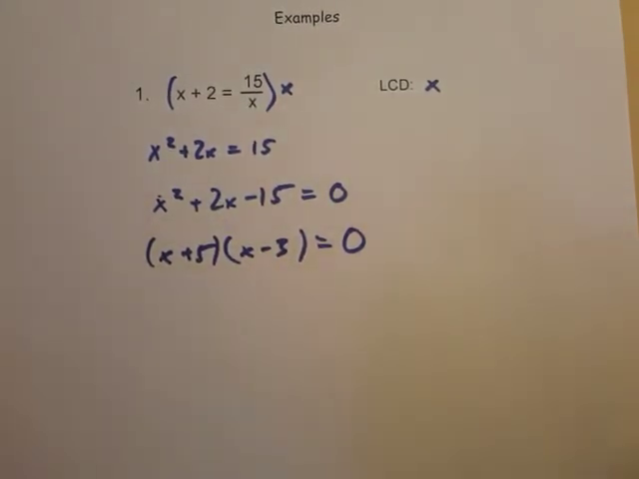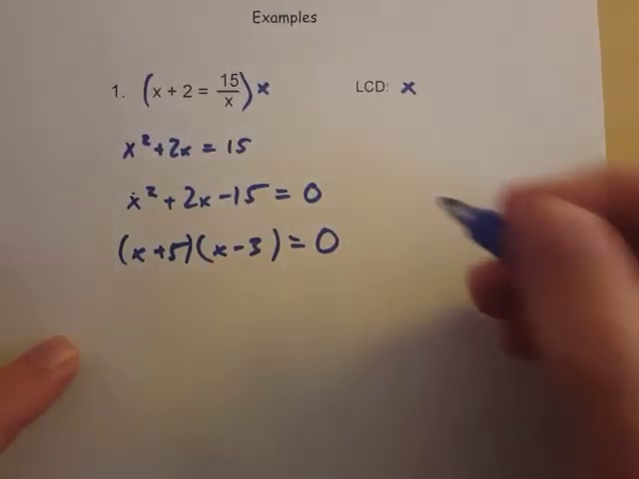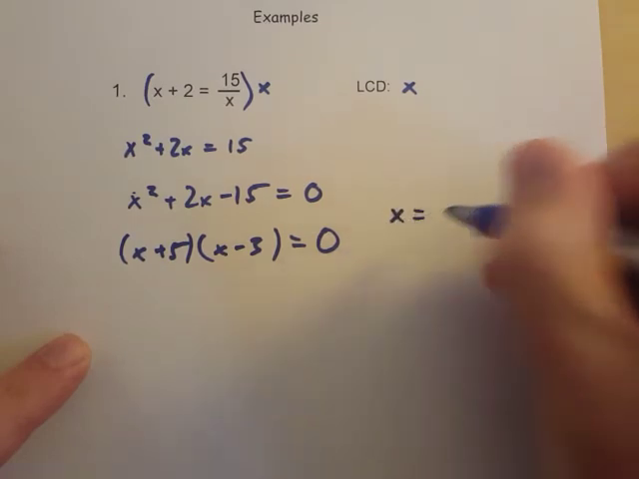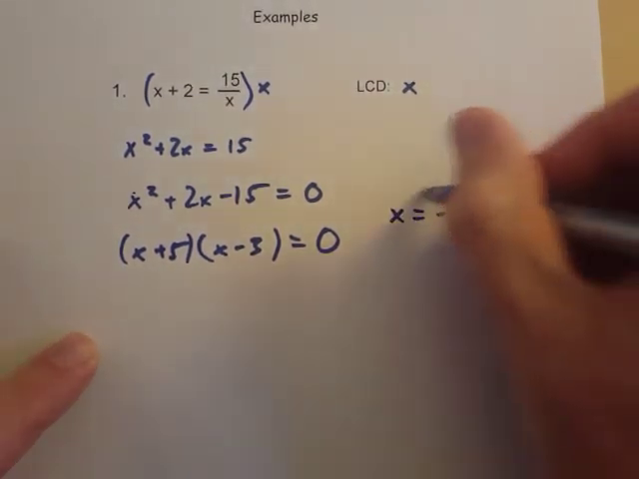If you're having trouble with factoring, you might want to pause and just try to factor it on your own first, see if that makes sense to you. Once we have that, though, we have it in a form where we can solve now. x equals negative 5 or 3.